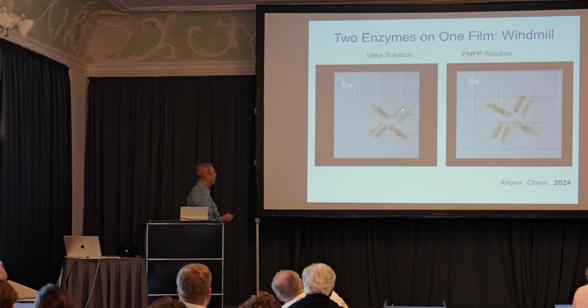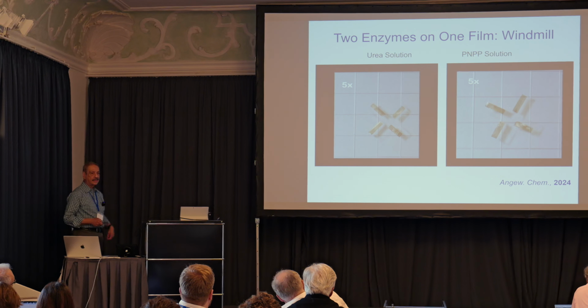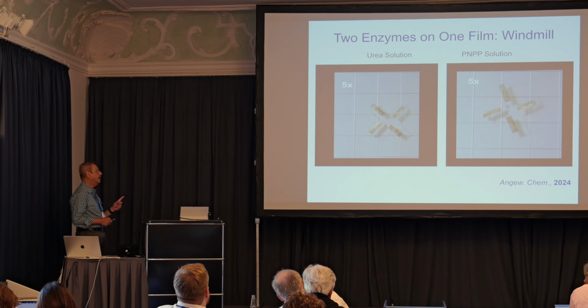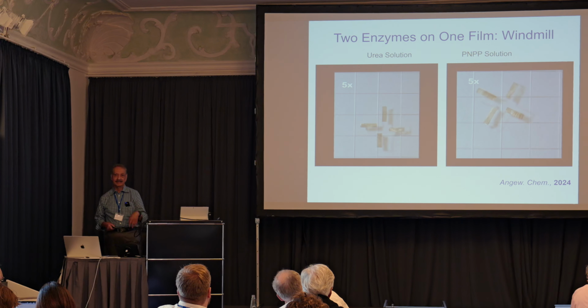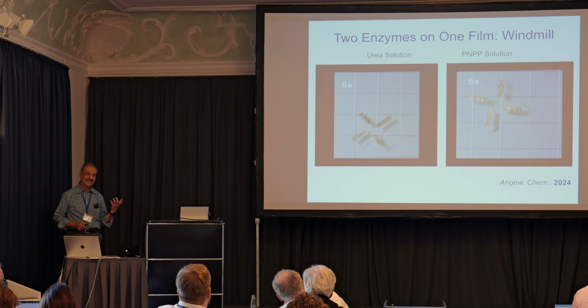These are the windmills. This is the gold-coated surface. You can't see the plastic that's not coated, but anyway, trust me. So if you add the substrate, so I have both phosphatase and urease on it. So if I add the substrate for the phosphatase, okay, it goes anti-clockwise. And if I add the substrate for the urease, it goes the other way. Okay? So these enzymes are moving centimeter-sized objects.